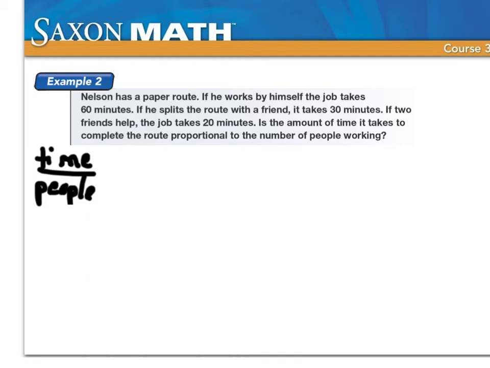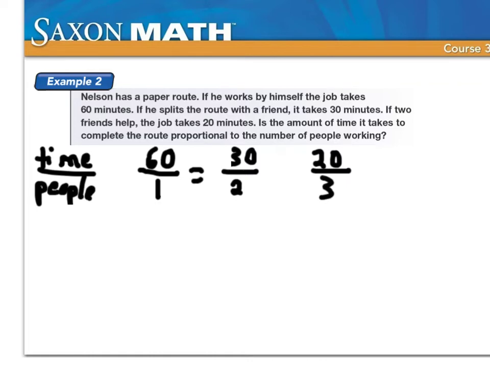Well, it says the time is 60 minutes, and that's how long it takes him to work by himself, so that's one person. If he splits the route with a friend, it takes 30 minutes, so it takes 30 minutes for 2 people. And if 2 friends help, the job takes 20 minutes, so it takes 20 minutes for him and 2 friends. That's 3 people. I want to know, are these things equal to each other? Okay, this should be a question mark there.